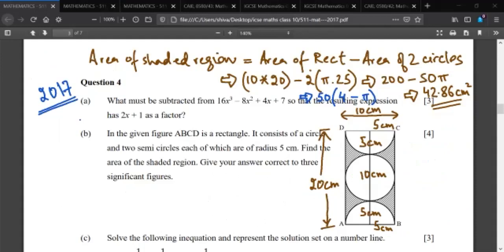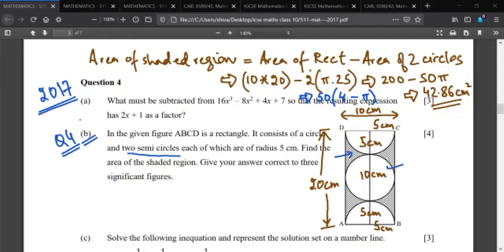So next question, Mr. Rudra, is 2017, question number 4B. Now there is a rectangle. It consists of a circle and 2 semicircles. The radius is 5 centimeter. Find the area of the shaded region. I need to find the area of the shaded region, and I need the answer correct to 3 significant digits.